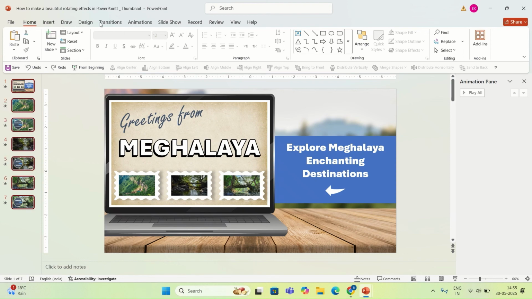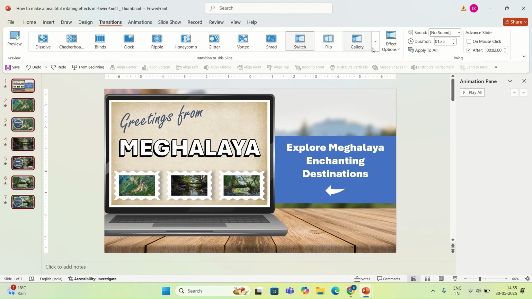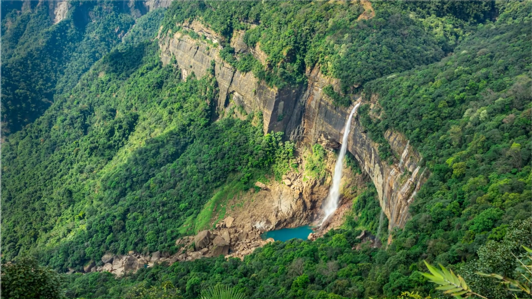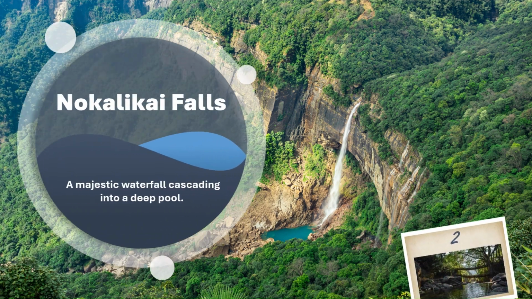For transition, I'm going to select none. Mouse on click, you untick that, after 02.00. And once you're done with that, you're going to get this amazing PowerPoint presentation. Thank you.